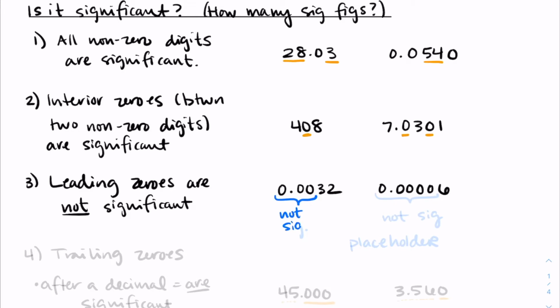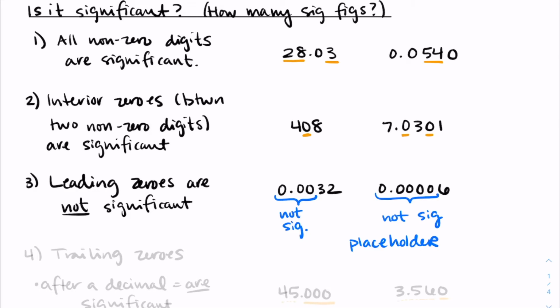In the number 0.00006, all of those zeros are leading. They only exist there to be a placeholder. So you can't communicate the value of this really tiny number without putting a 0 there, but it is not significant. It's just a placeholder that helps you tell the value of this number.